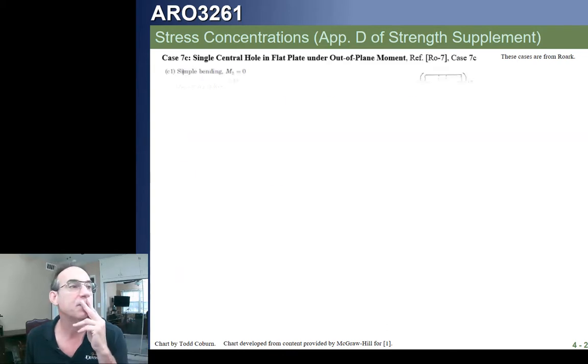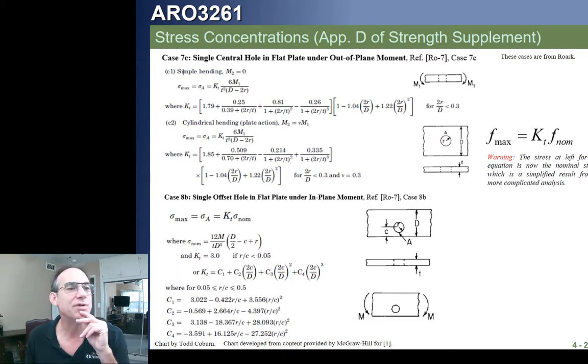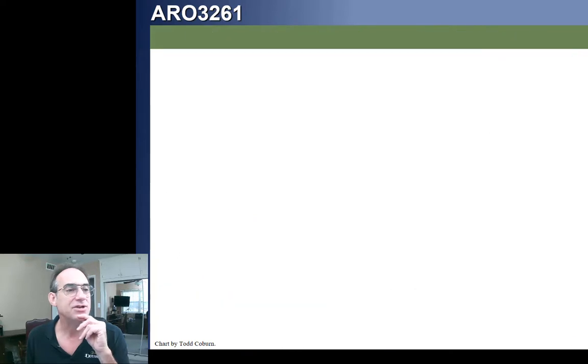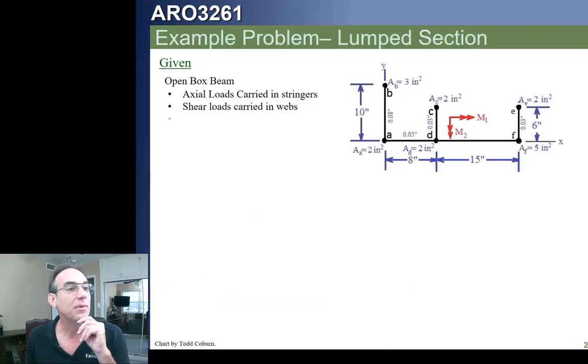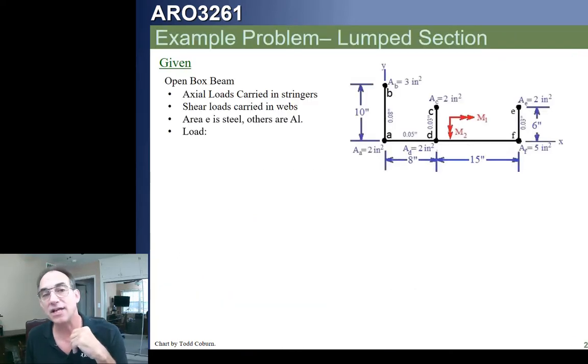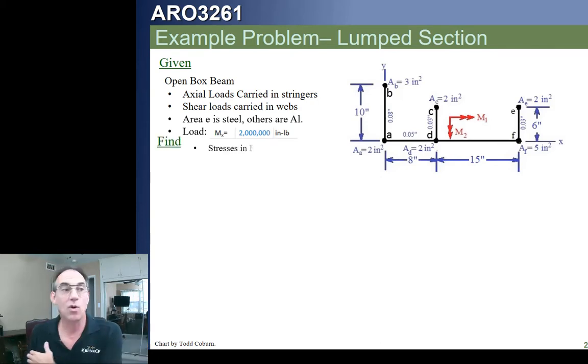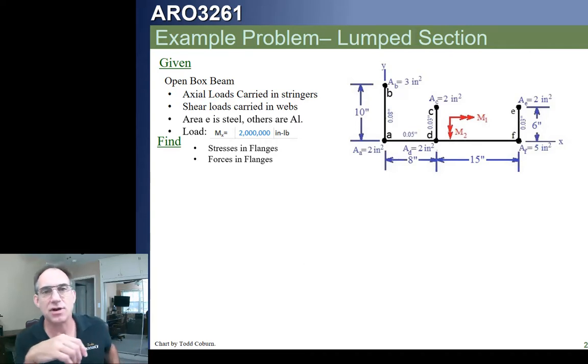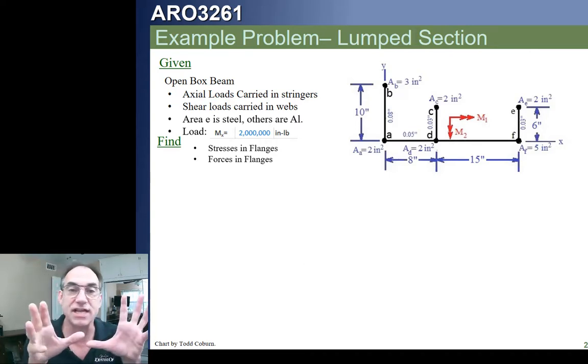Okay. Here's a couple more examples. You can look through these at your leisure. Here's a couple more example problems. Let's say we have a lumped section, just like we had before. We have lumped sections, and in this particular case, E is a steel stringer. Like, let's say they have a repair, they switch it out with a stringer. Let's say there's a size issue.